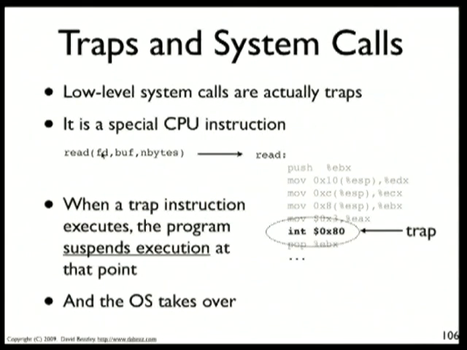Basically, there's an initial setup, and then the CPU executes a software interrupt. That's what this int instruction is. And what happens when that gets triggered is your program at that point suspends. You're off in the operating system at that point, and the OS takes over.